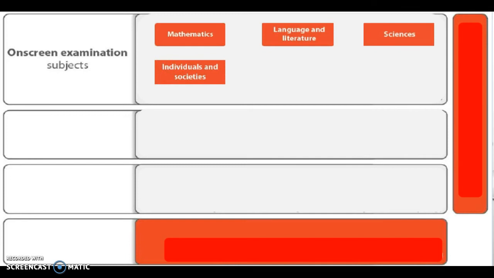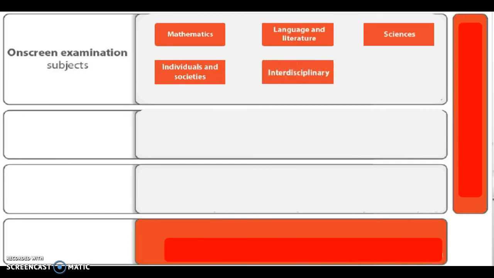Likewise, we have the individuals and societies. Again, you can have either geography, or you could have history, or you could have an integrated I&S course again. So you have these four main courses, which represent in some ways a core, and inside of each of these courses, there is a potential to do different subject choices within these subject groups.